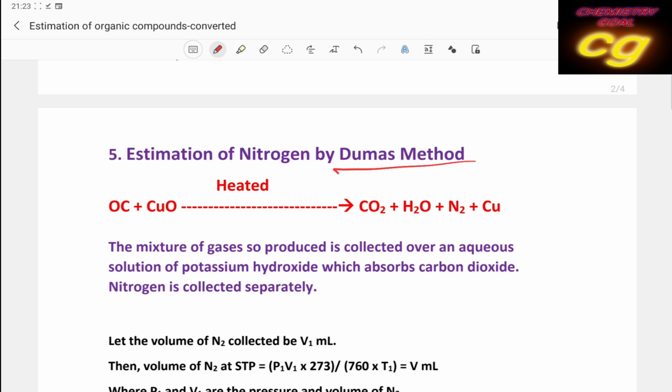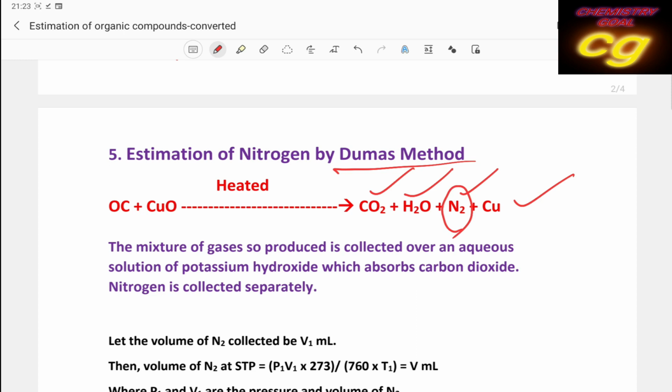Then in the presence of copper oxide, it will be heated. Already we have discussed that copper oxide oxidizes carbon to carbon dioxide and hydrogen to water, and nitrogen will react with the copper oxide, then copper will be produced. So if the organic compound contains nitrogen, then nitrogen gas will be produced.